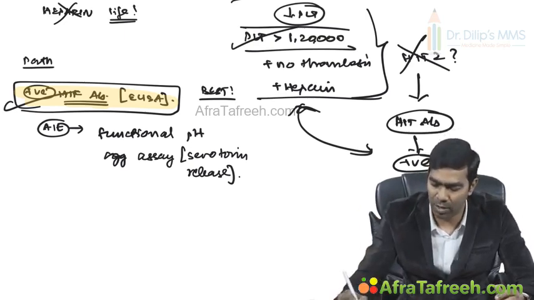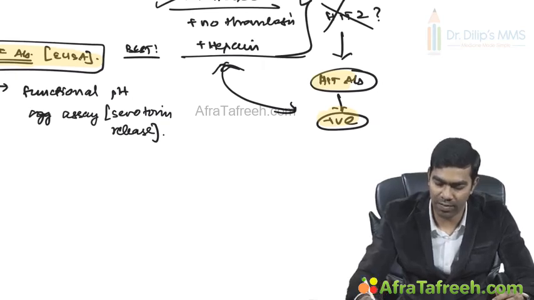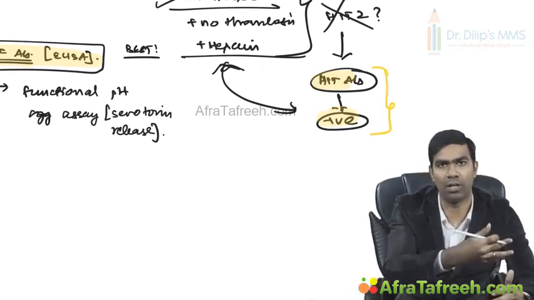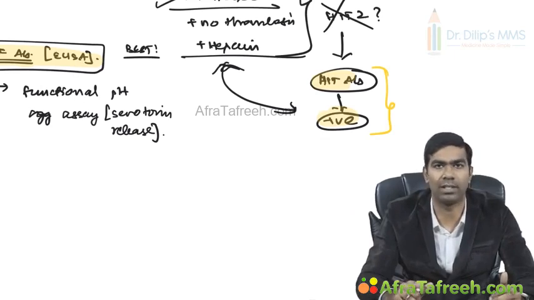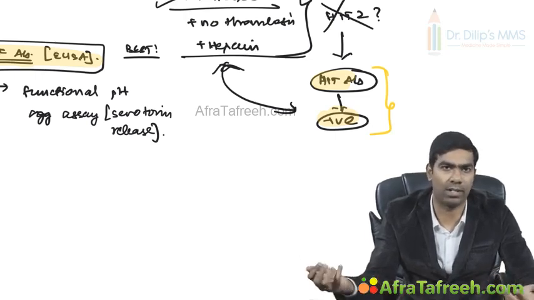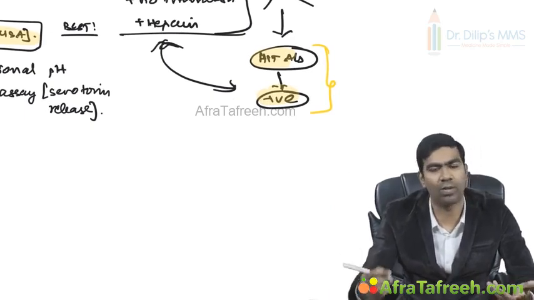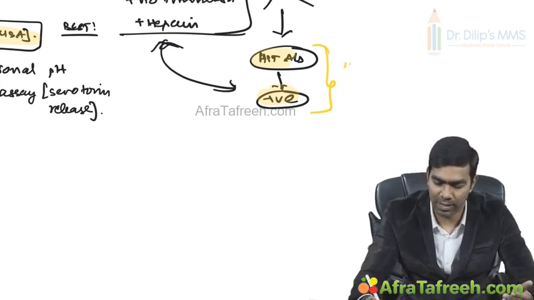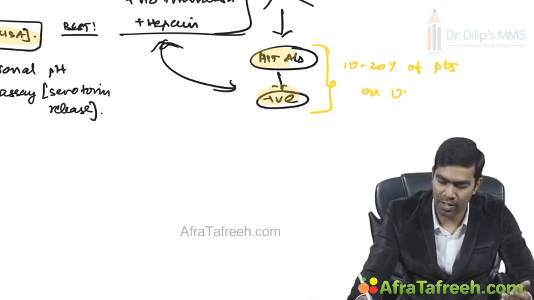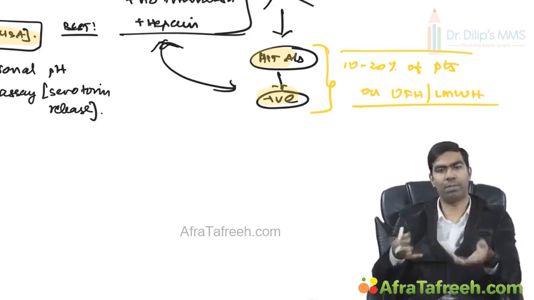Why? Because HIT antibody is not without pitfalls. Even if the HIT antibody is positive, without the clinical background, I cannot take this HIT antibody positivity as an indicator of HIT type 2 or clinically significant heparin-induced thrombocytopenia. Why? Because physiologically, even without any significant HIT, this is present in 10 to 20% of the patients who are already on unfractionated heparin or low molecular weight heparin. Very, very common. Even if you give heparin to me, I have a 10% or 20% chance of developing these antibodies.